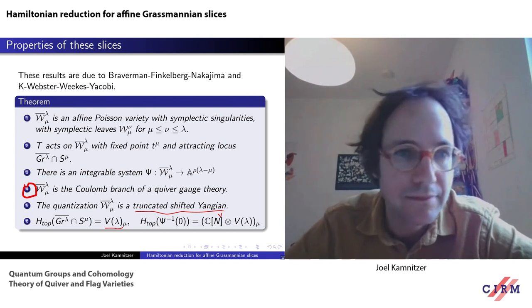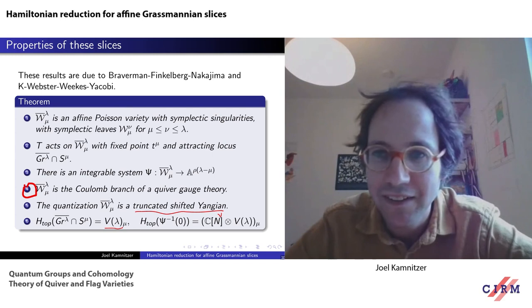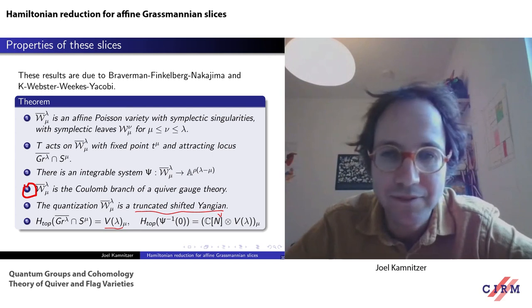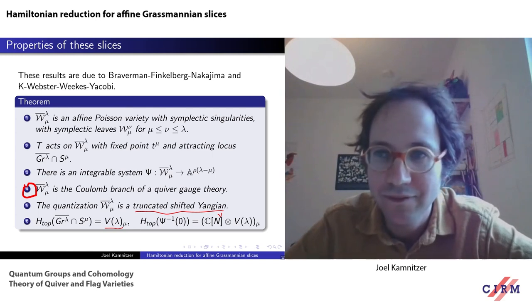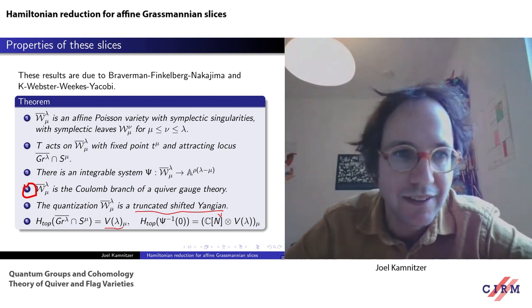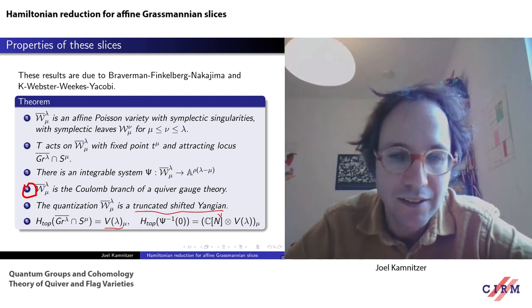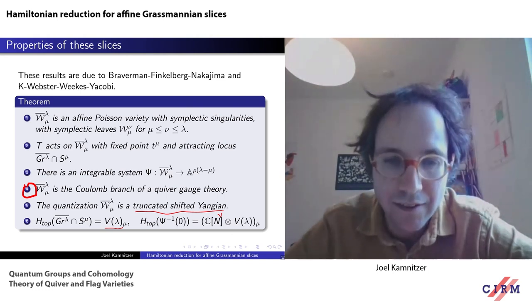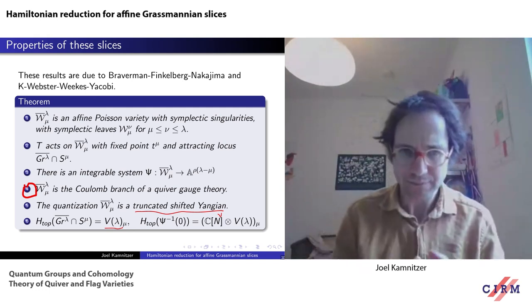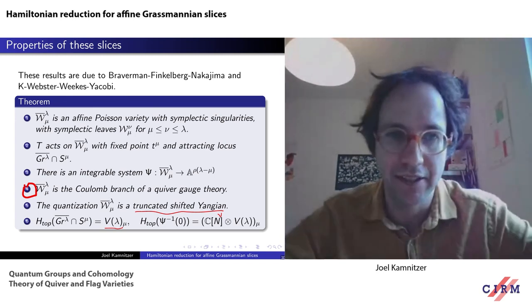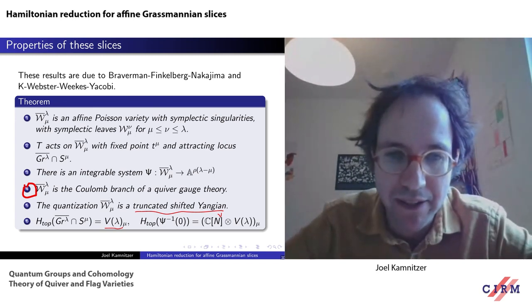Other question? Yes, I have a question. So if you take, instead of the usual Coulomb branch of the quiver gauge theory, the Iwahori version of that, what kind of algebra do you get? So when you take the Iwahori version, you get a Morita equivalent algebra.